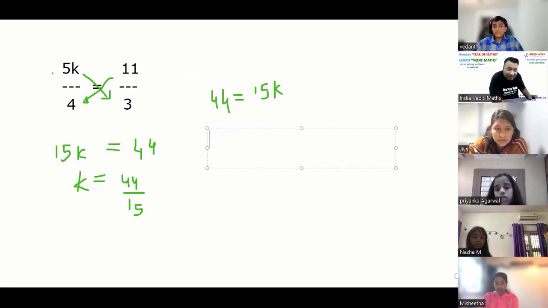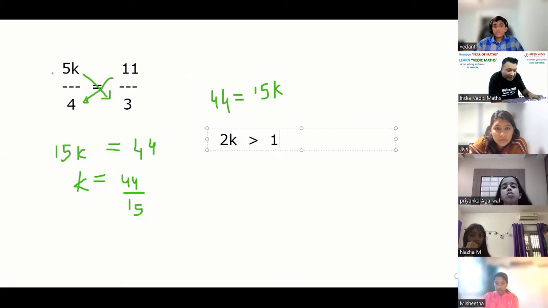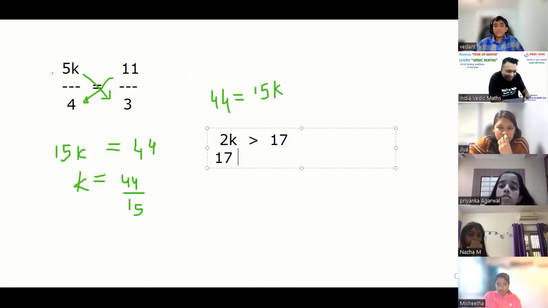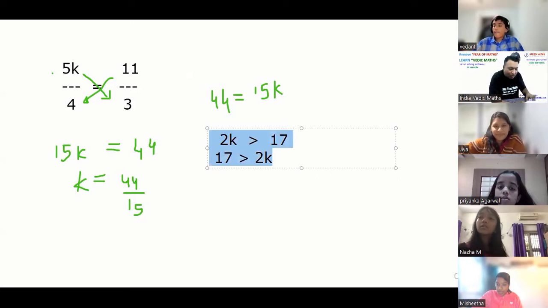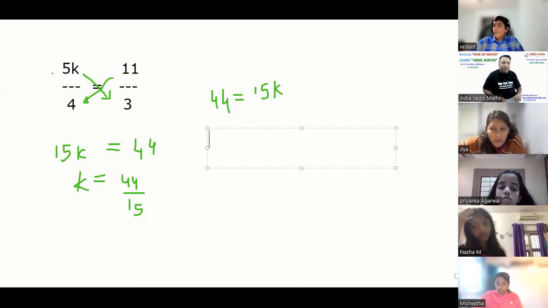You can reverse, but don't do like this. If 2k is greater than 780, don't reverse it. That is wrong. You can reverse only when the equal to sign is there. No greater than there. That is wrong.